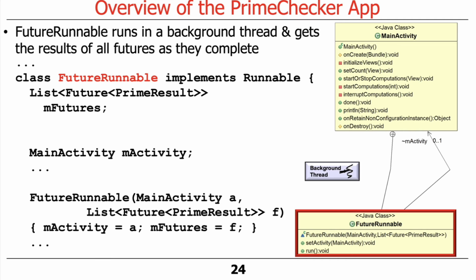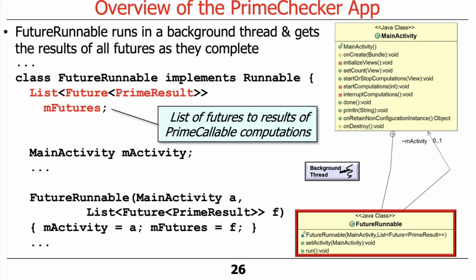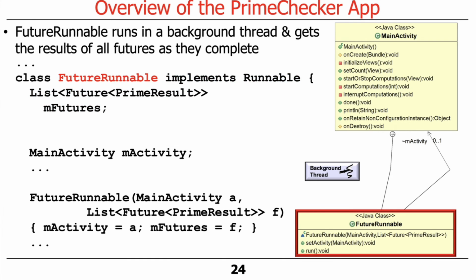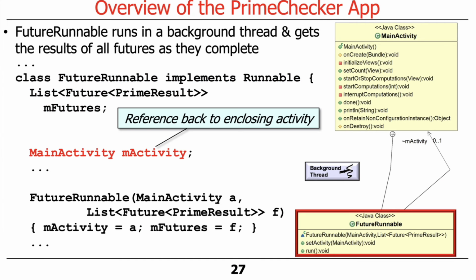There's also this other class called FutureRunnable. This is what runs in a background thread, and it gets the results of all futures as they complete. So you can see FutureRunnable implements the Runnable interface, so it has a run method. It has a field that keeps track of all the futures that we created back over here through this call in the main UI thread. And it also has a reference back to the enclosing activity, so it can print things out.